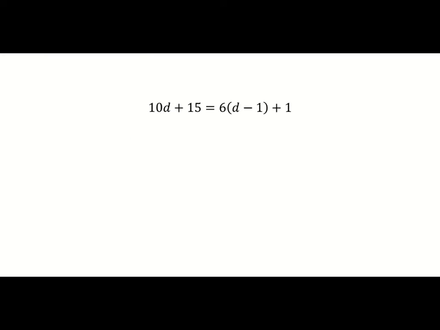The second example is 10d plus 15 equals 6 times the quantity d minus 1 plus 1. So to solve this equation, what we're going to want to do first is distribute the 6 on the right-hand side of the equals to get rid of the parentheses in our problem. So on the left-hand side, nothing is changing. So I'm just going to drop down 10d plus 15. And then on the right-hand side, I'll distribute the 6 to the d and the negative 1. Now I'm only distributing to d and negative 1 because those are inside the parentheses. I'm not going to extend to the plus 1 outside of the parentheses.